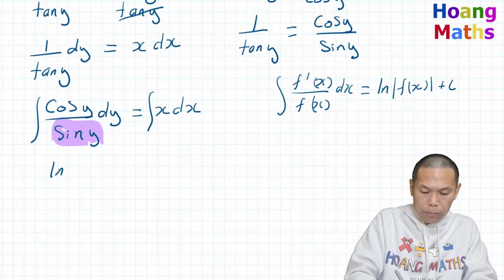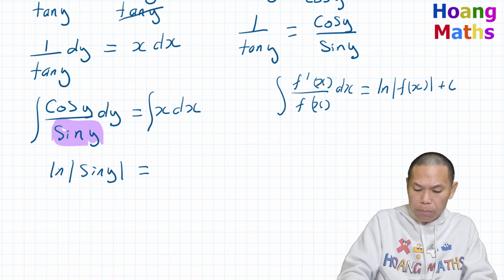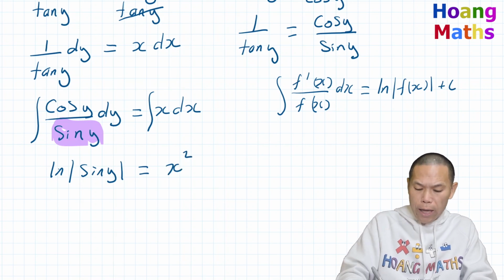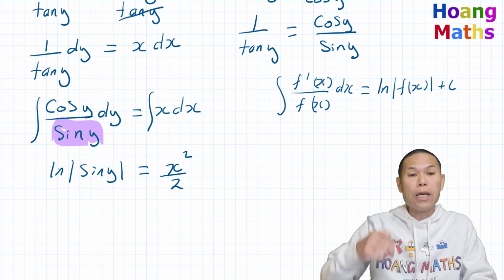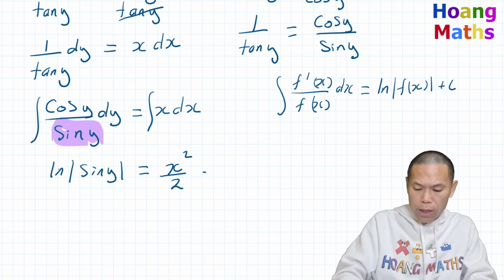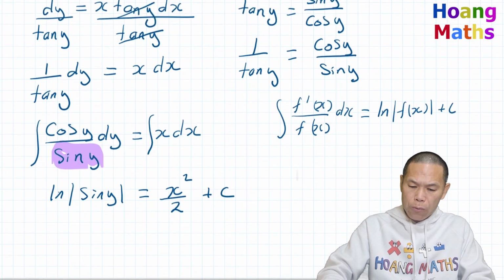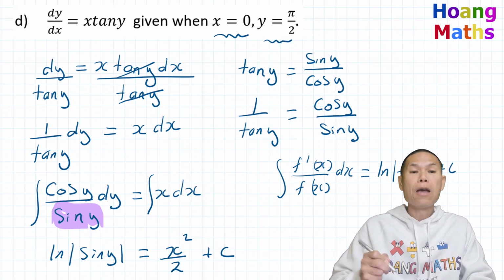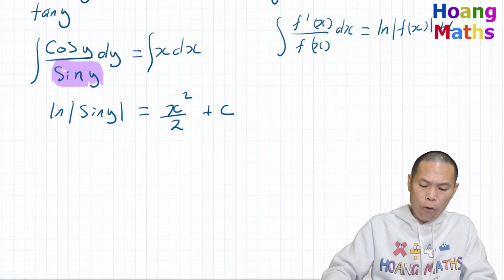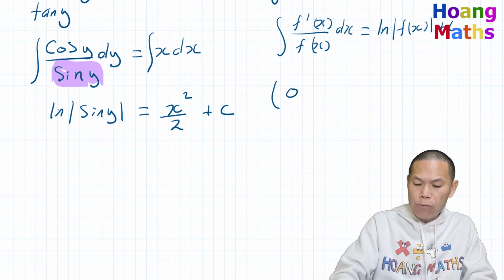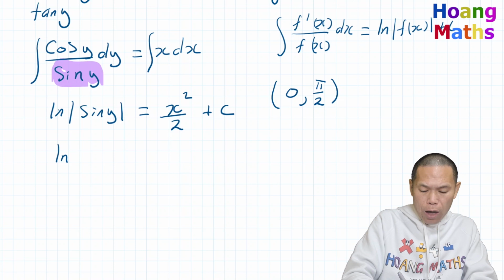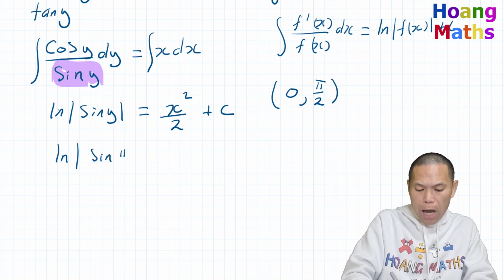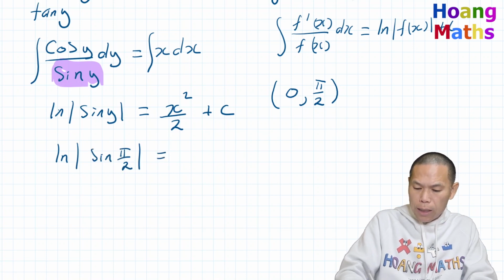So that becomes ln absolute value sine of y. On the right, that becomes x squared, because integrating x gives me x squared divided by 2. After the integration, we need to add a constant c. So now we just find the value of c. When x is 0, y is pi over 2. So therefore, let me write this down. 0, pi over 2. So that means ln of sine pi over 2 is x squared.